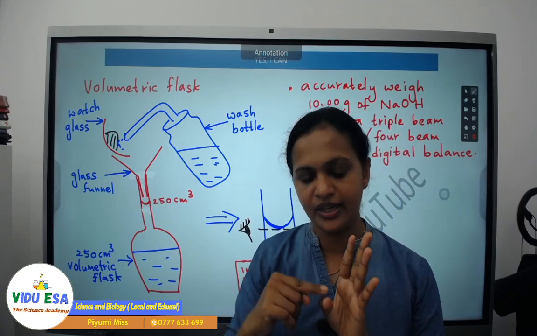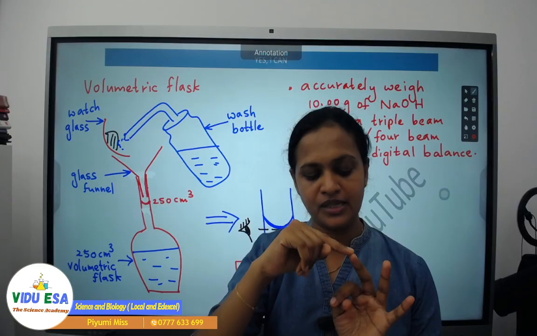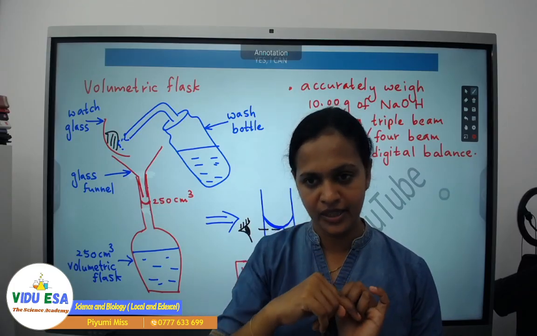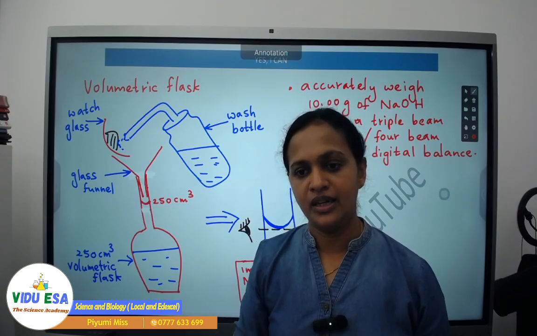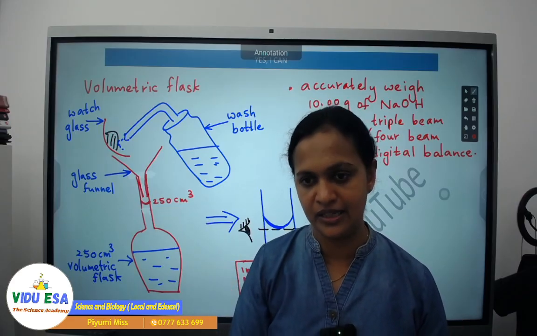Measure the mass accurately, transfer all the sodium hydroxide, then dissolve all the sodium hydroxide, then make the final volume 250 cubic centimeters by adding distilled water.